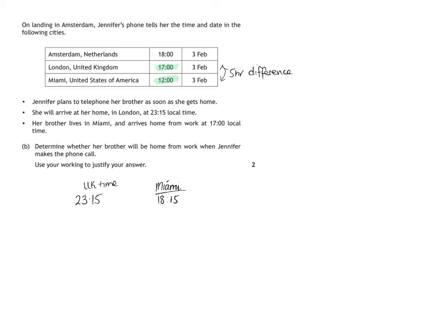So we can then make a comment. So we can say, yes, she can phone her brother, as it will be 18:15 in Miami. So here, 1 mark for knowing, or working out, the 5 hours difference, and then our second mark is for our sentence.